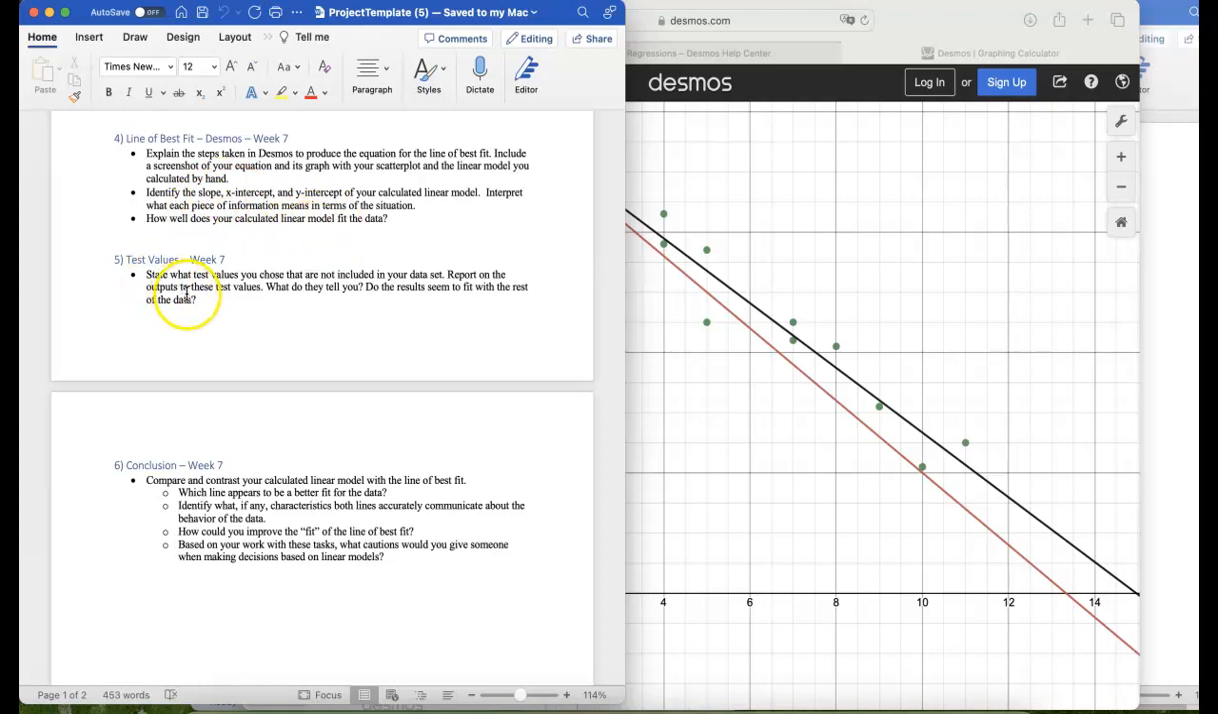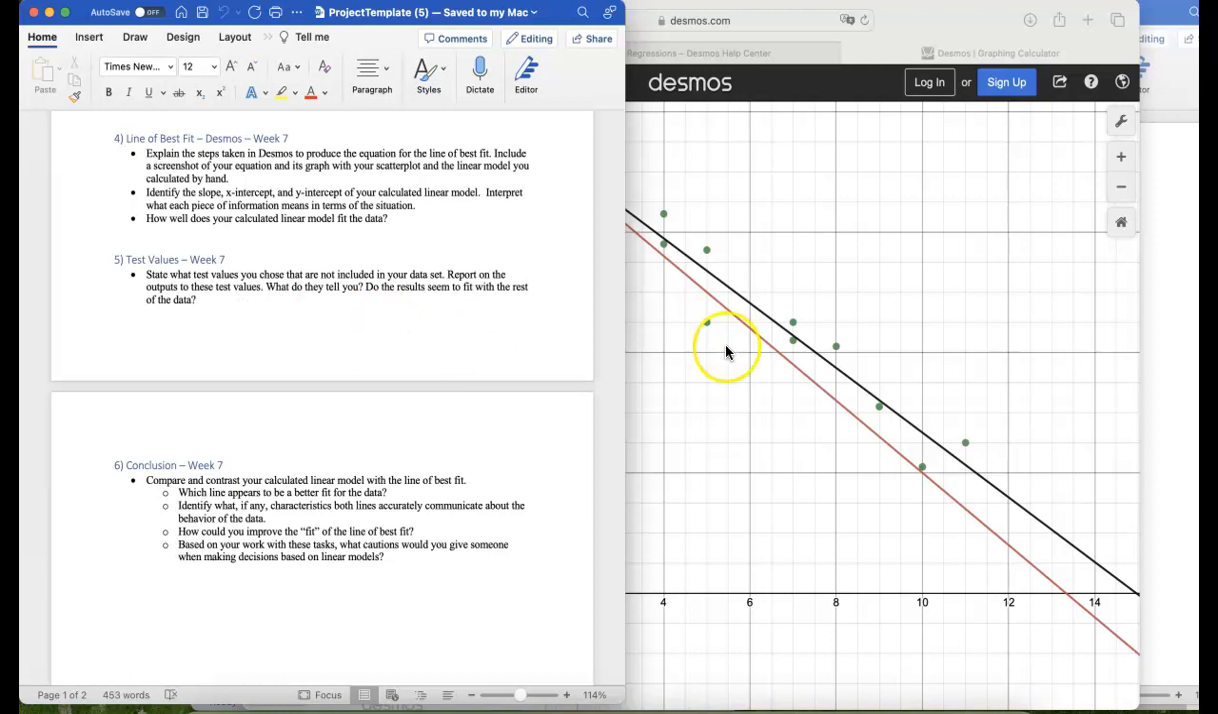Then test 5. This is the one of grading last session that pretty much everyone just skipped. State what test values you chose that are not included in your data set. Report on the outputs to these test values. What do they tell you? Do the results seem to fit with the rest of the data points?